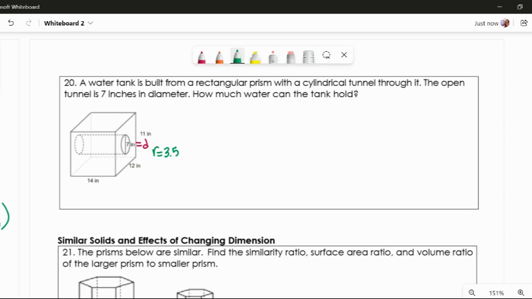Okay, so let's get a plan for how we can find the volume of this composite figure. It's going to start with the volume of the rectangular prism, but we've got to subtract or take away the part that has been drilled through and now is an open tunnel, okay? Because you can't fill up that open tunnel. It's open. Okay, so we're going to subtract the volume of the cylinder.